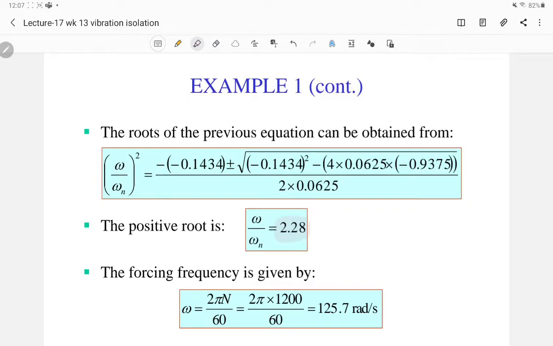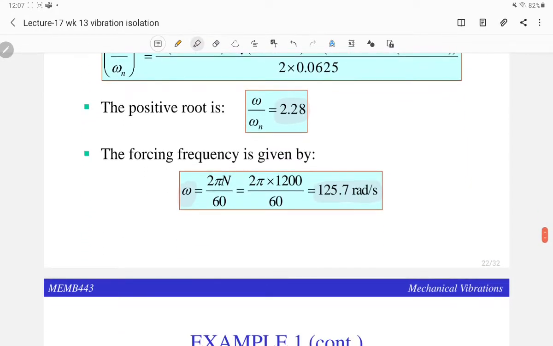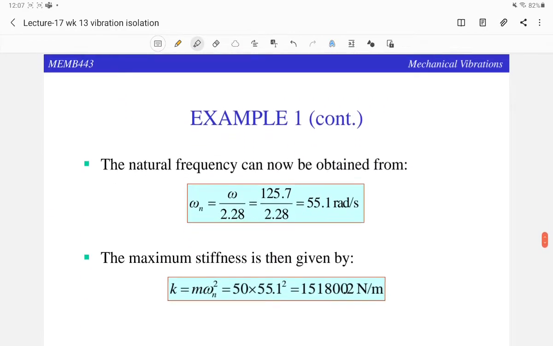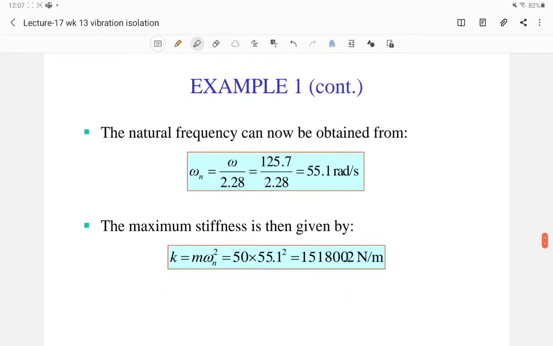So you're going to get two answers, one positive root, one negative root. You know that your omega is given, which is 1200 RPM, which you converted into radian per second just now. Then from the frequency ratio that you found, you substitute into the formula of your R, the frequency ratio. Then you get your omega n is 55.1.